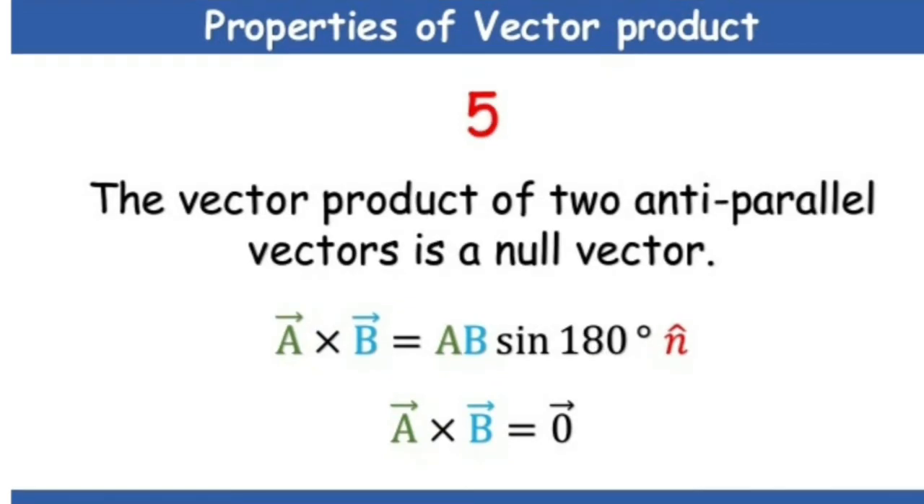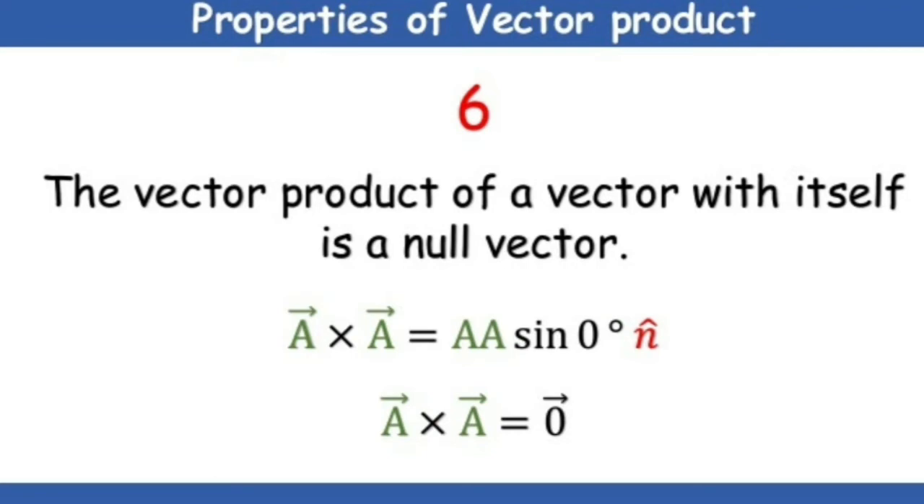Vector product of anti-parallel vectors also will be a null vector, because sin 180 degrees also is 0. So A cross B will be equal to 0. Now coming to the sixth property, the vector product of a vector with itself is a null vector, because we know A cross A is A into A sin of the angle between vector A and vector A, which is 0. So when theta is 0, the cross product gives the null vector. So A cross A is 0.